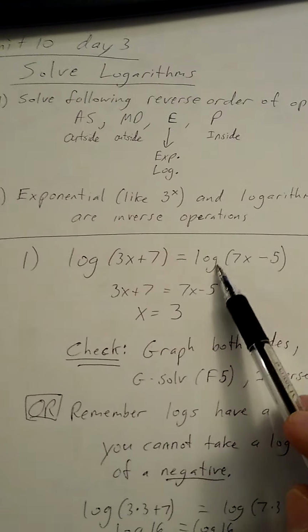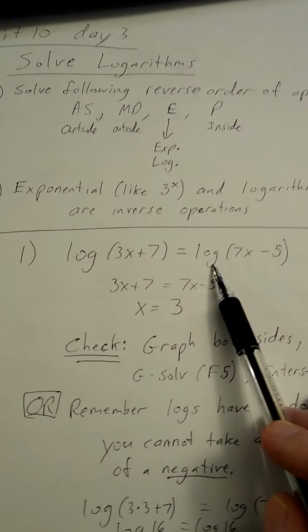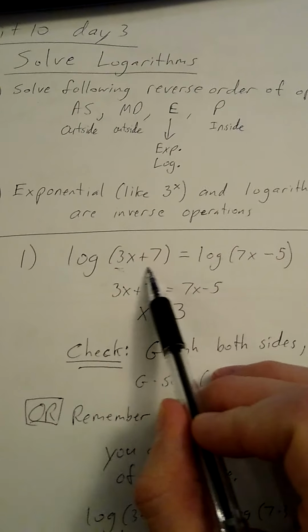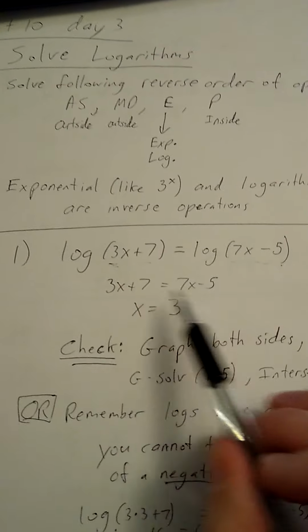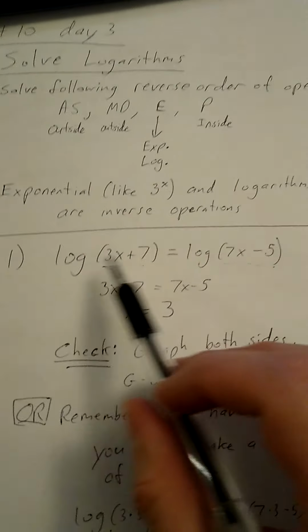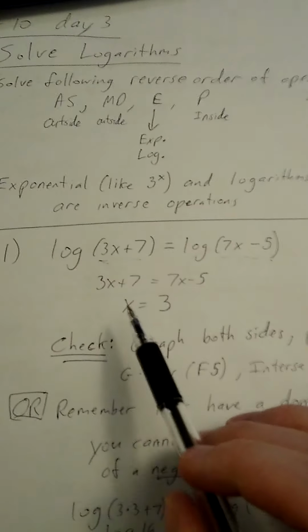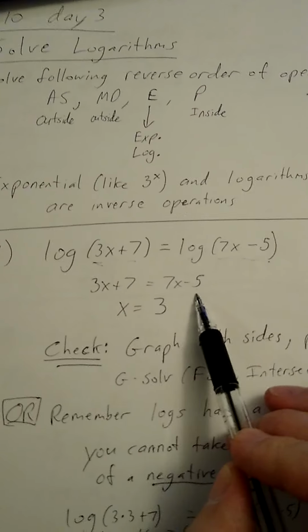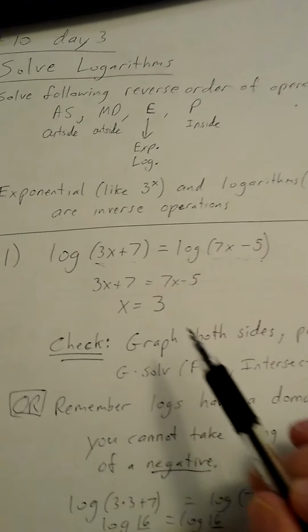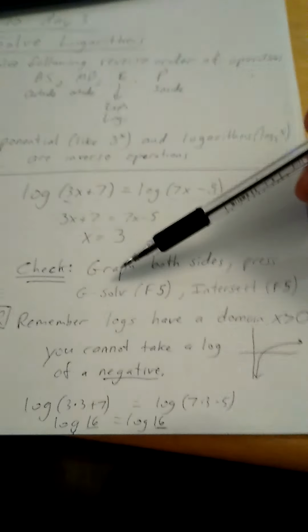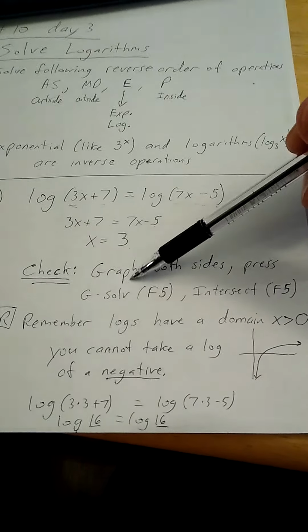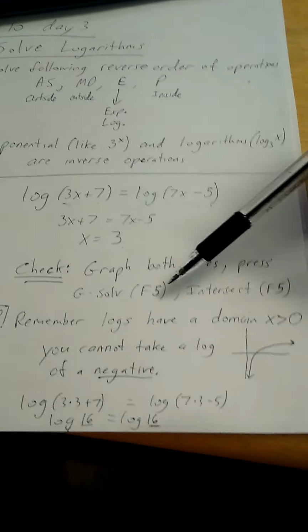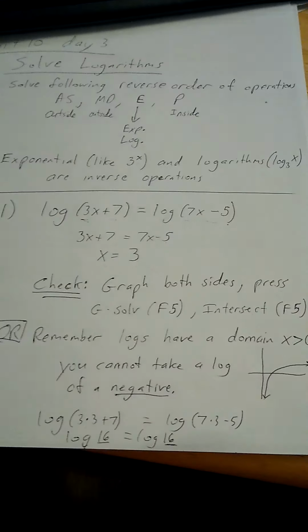Now, if these are exactly the same in terms of the logarithms, that means what's inside has to be equal as well. So for this one, we're just going to set what's inside equal, considering that the logarithms are the same. And when I solve this basic algebraic function, I get x equals 3. When you do any of these functions with solving, you have to graph or check these, and one way to do that is by graphing both sides and then doing the gsolve intersect.